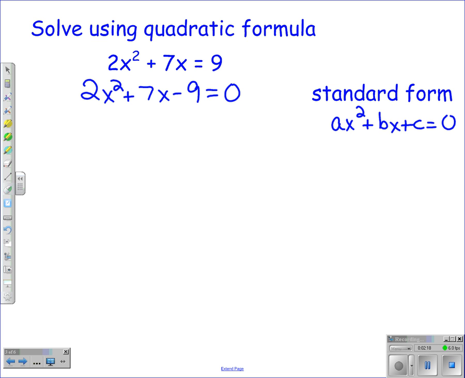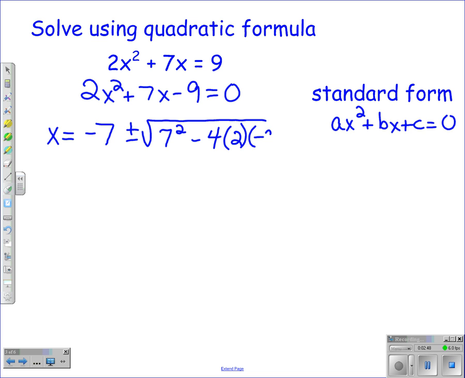Then let's start substituting. X equals negative b. Now, negative b means that you're going to take the opposite of whatever b is. B is 7, so the opposite of b is a negative 7. Plus or minus the square root of b squared. Well, again, b is 7, so we're going to say b squared, that's 7 squared, minus 4ac. A is a 2, and c is a negative 9. All over 2a. So 2 times what a is, in this case a is a 2.